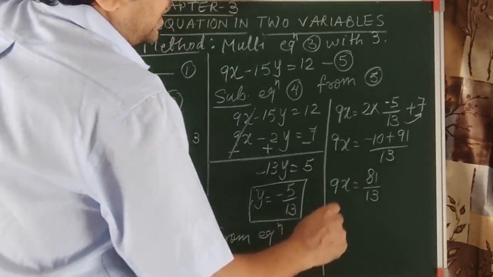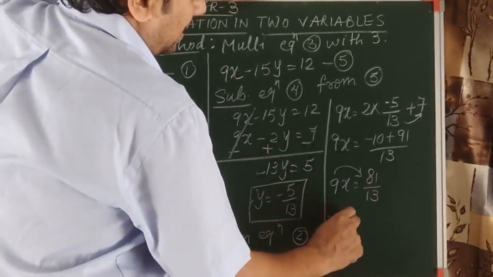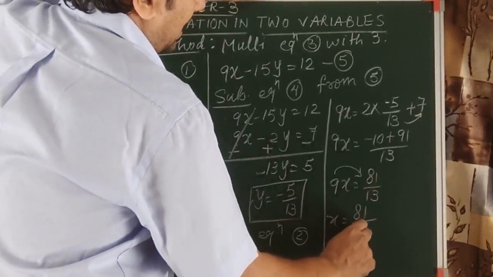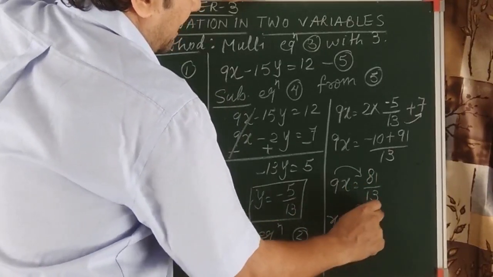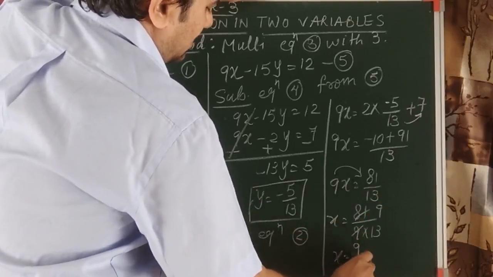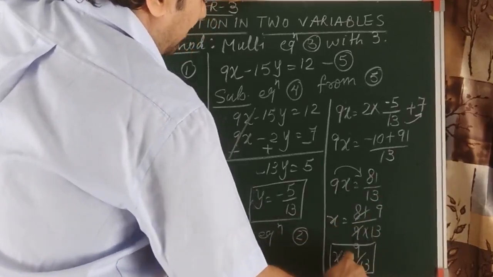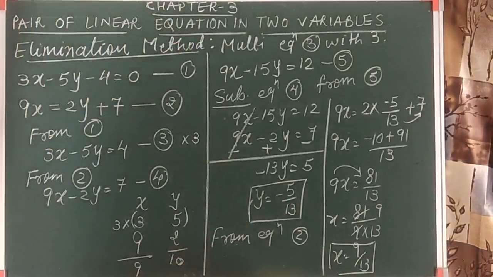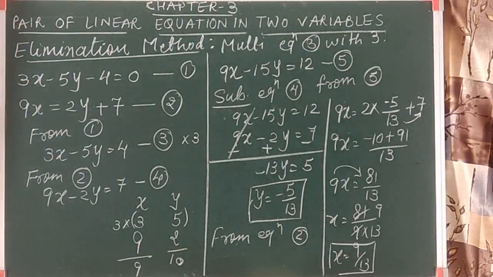We can see that no cancellation. I will take 9 to the right-hand side. So 81 upon 9 into 13. 9 nines are 81. So the value of x we obtain is 9 by 13. So the solution is x equals 9 by 13 and y equals minus 5 by 13. I hope you got it.